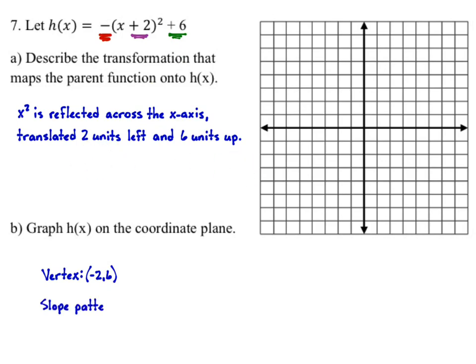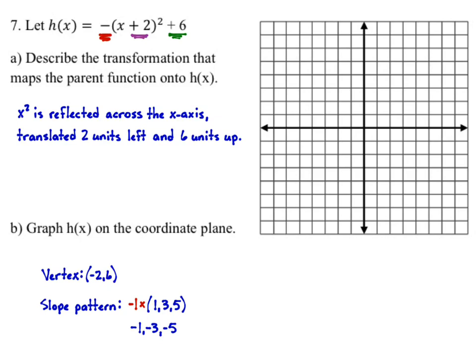Remember, our standard slope pattern is 1, 3, 5, but we take our slope pattern and multiply it by our a value, and our a value is -1. So we're going to say -1 times 1, 3, 5, 7, 9, 11, and so on. And so we end up with -1, -3, -5.